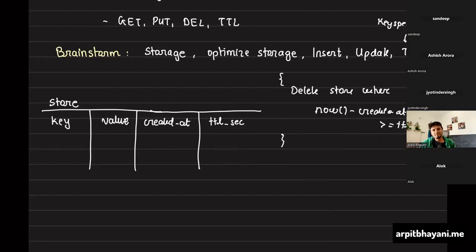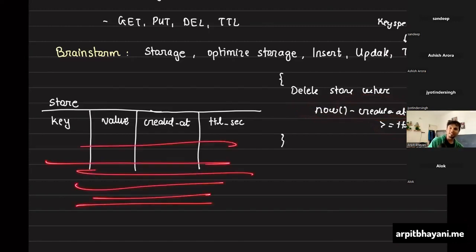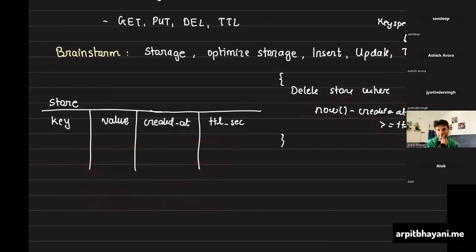Because you're scanning through each and every row. Exactly. You cannot leverage an index because this is a dynamic computation. Correct? Unless you do this subtraction, you would never know whether it is greater than or less than TTL. So you would have to literally go through every single row every single time and then delete it. So what's a better way to design?